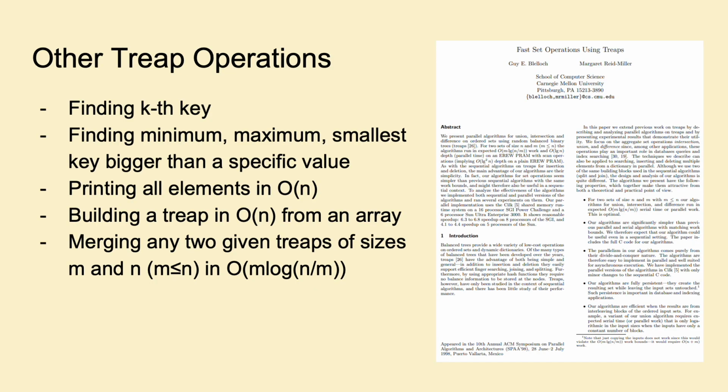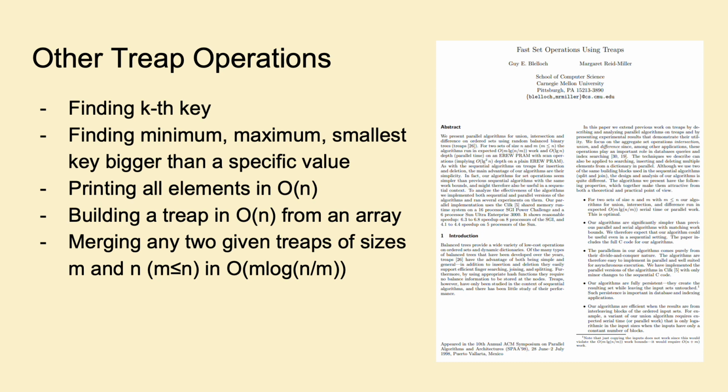The Treap supports many other operations. All other regular BST operations like finding the kth key, the minimum or the maximum key in the tree are supported by the Treap as well. We can easily print all elements of the Treap in sorted order in O of n. We can also build a Treap from an array in O of n, although this is harder.